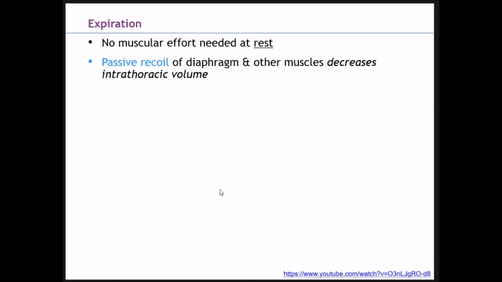So what's happening? Passive recoil of the diaphragm. We already said the diaphragm is made of elastic tissue, and when you stretch elastic tissue, it recoils back. So it's going to recoil back, and also it's going to decrease that interthoracic volume. So elastic properties of the diaphragm: relax, moves upward, and pushes the air out. This puts in motion the change of the interthoracic pressure that will eventually cause our inspiration later.